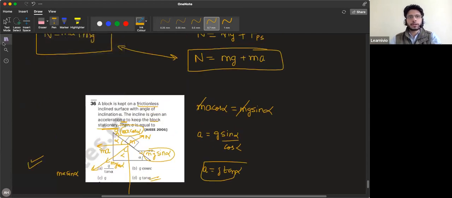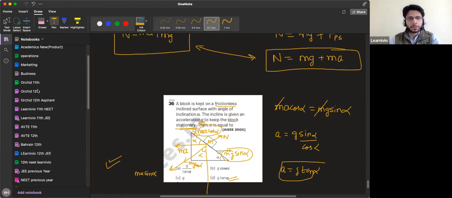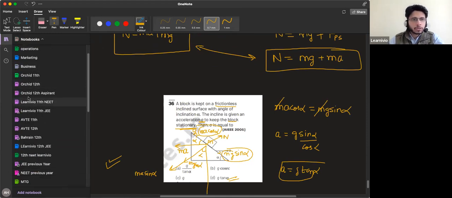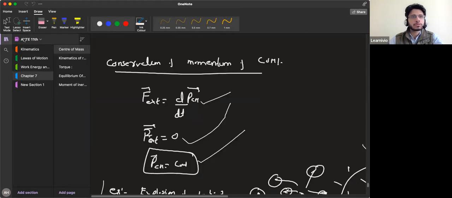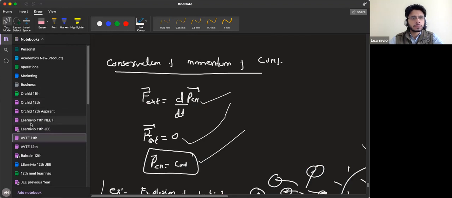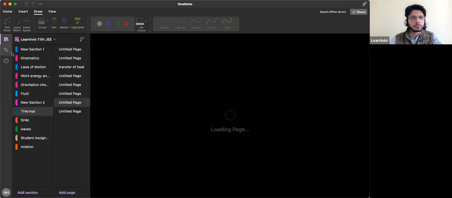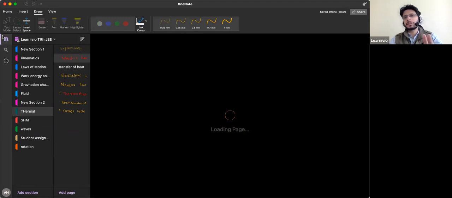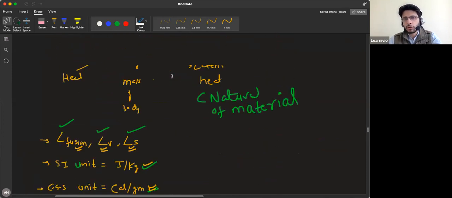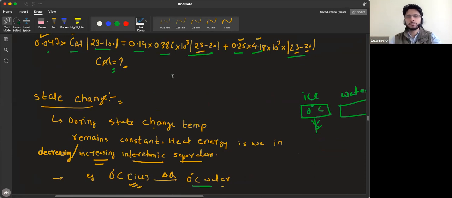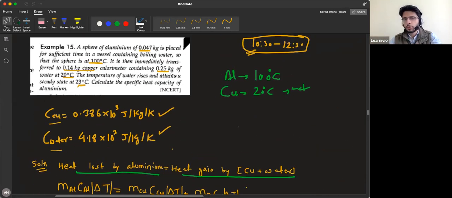The next topic that we should start today is thermodynamics and KTG. Thermodynamics is very theoretical. So I will be mixing three topics basically: thermal properties, kinetic theory of gas, and thermodynamics. These three are theoretical topics and they are very much interconnected. Easy topics have very good weightage.